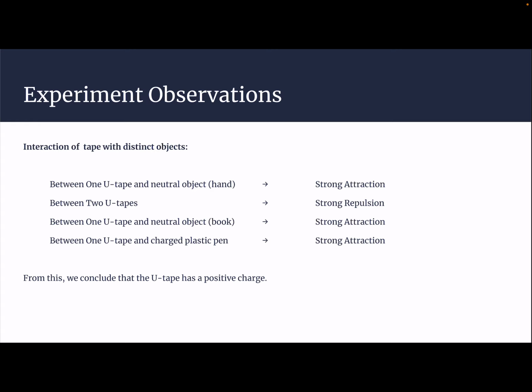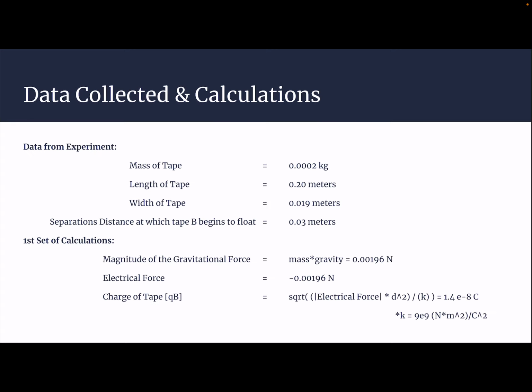Now, let's move on to our data collected from the experiment. The mass of the tape was 0.0002 kilograms. The length of the tape was 0.2 meters. The width of the tape was 0.019 meters. The separation distance at which tape B began to float was 0.03 meters. From this, we can move to our first set of calculations.